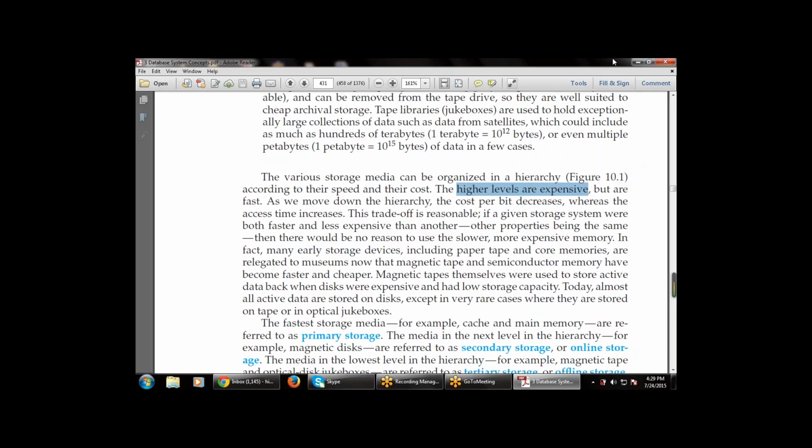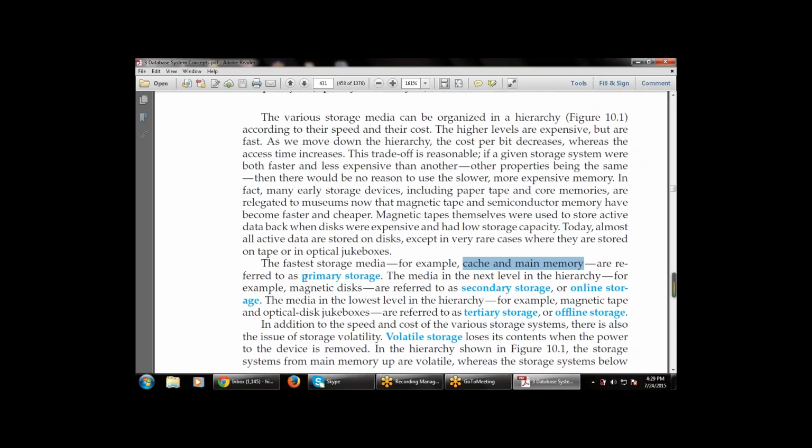The faster storage media, for example cache and main memory, are referred to as primary storage. The media in the next level in the hierarchy, for example magnetic disk, are referred to as secondary storage, or online storage. The media in the lowest level in the hierarchy, for example magnetic tape and the optical disk, are referred to as tertiary storage or offline storage.